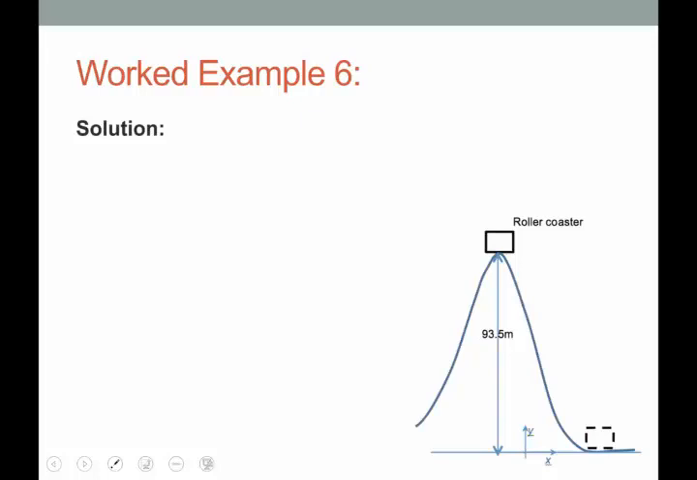It is always good, in the solution, to draw a sketch of the situation. Here we have the maximum height of the roller coaster at 93.5 meters, and here is the base of the roller coaster, which we will set as the reference level of 0 gravitational potential energy.